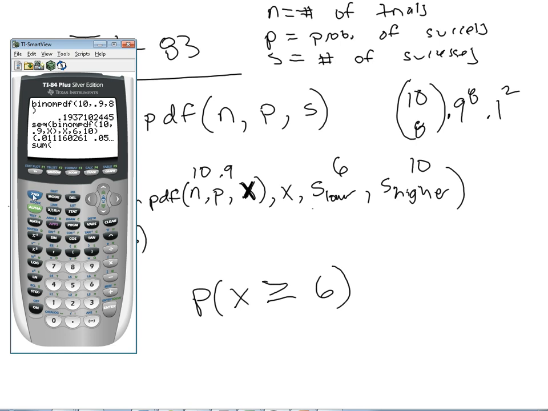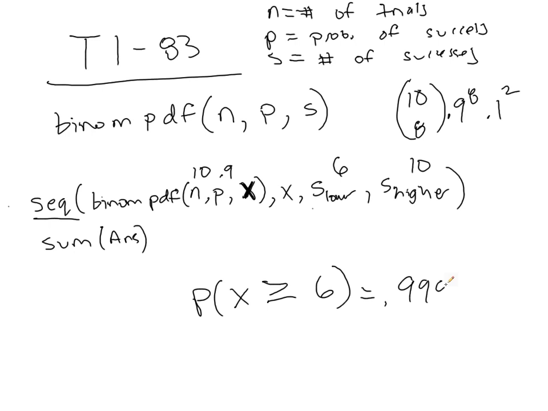So we want to sum all of these up, so I'll hit second, the negative sign for the answer, and it will sum up all of those values. So the probability of seeing 6 all the way up to 10 successes is 99.83% if the probability of success is 90%. So this would be 0.9983. Very clever, easy way to do it.